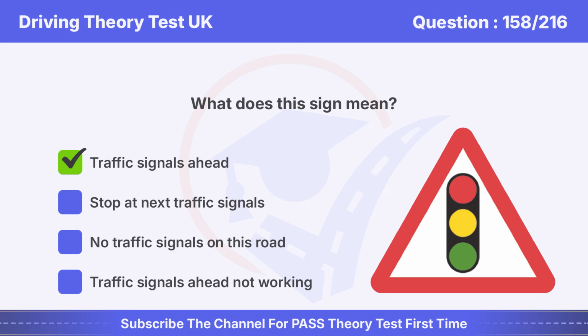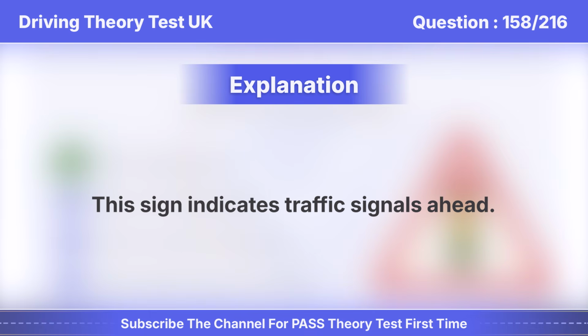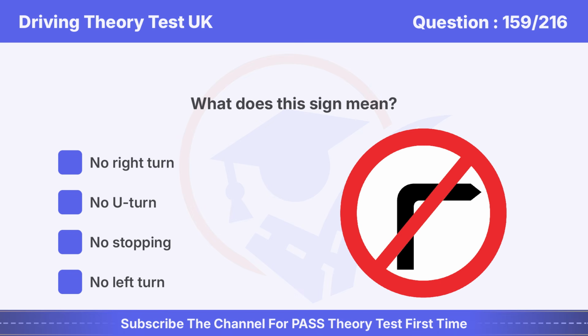Answer is A. Traffic signals ahead. This sign indicates traffic signals ahead. Question 159. What does this sign mean?